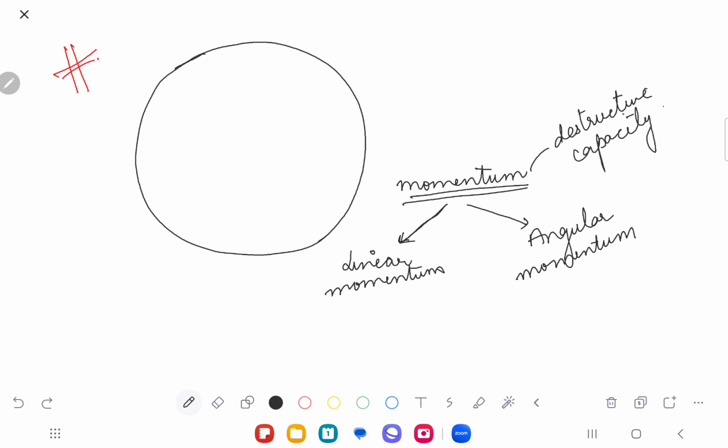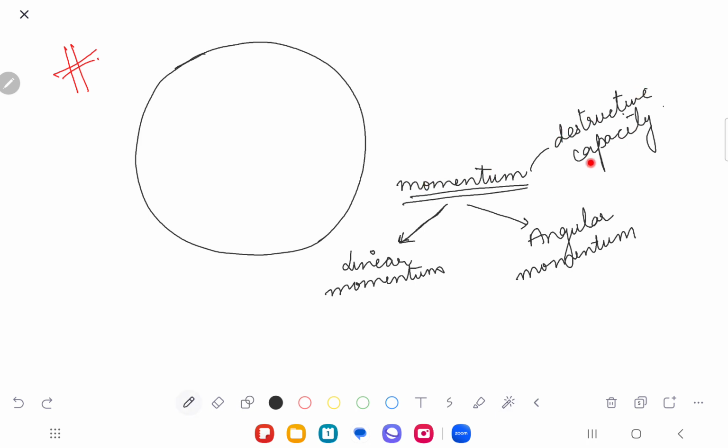This word can be used in multiple ways. For example, we can say that the bullet moving at a very high speed had a high momentum. Now imagine that a bullet strikes a person. What would the bullet do to that person? Don't you think the bullet is just going to pierce the person's body and the object on which it is striking? So momentum means the destructive capacity.